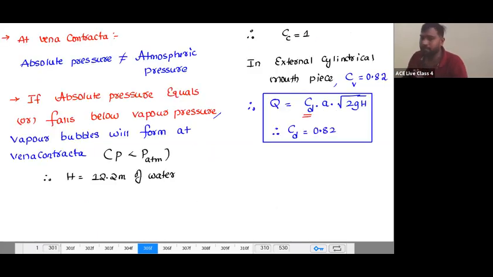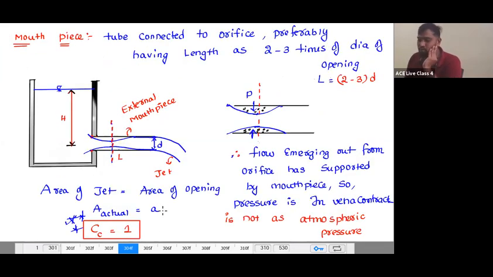So the formula is the same. What I want to conclude here is that for mouthpiece and orifice, finding the discharge is the same, but the difference is the CD value. I hope you understood. I don't go too much into the mouthpiece because the analysis is the same as the orifice. Once you know the discharge, the analysis is the same as the orifice. Okay.